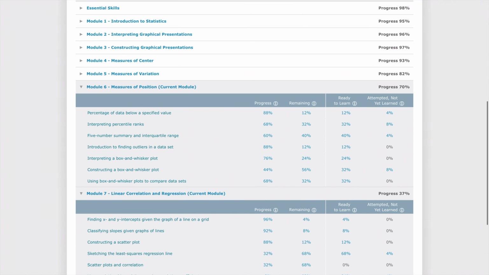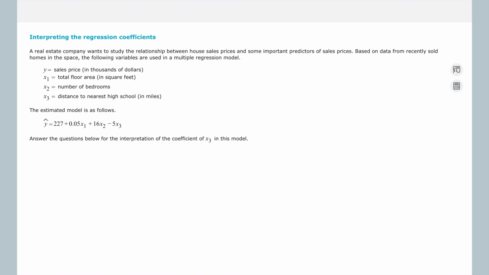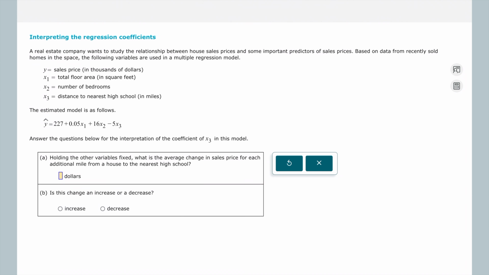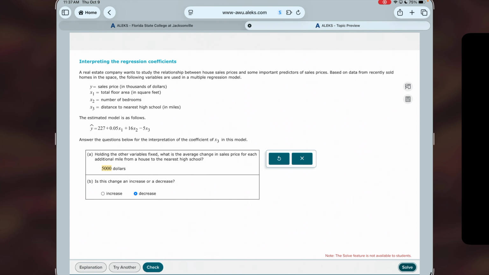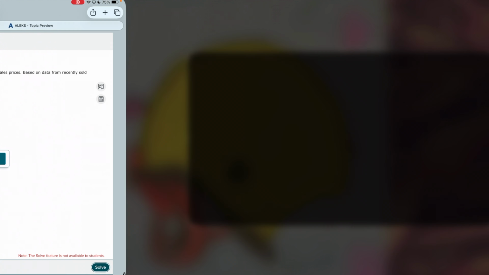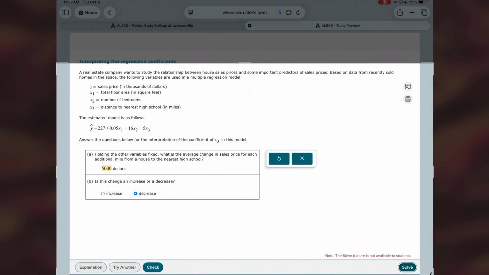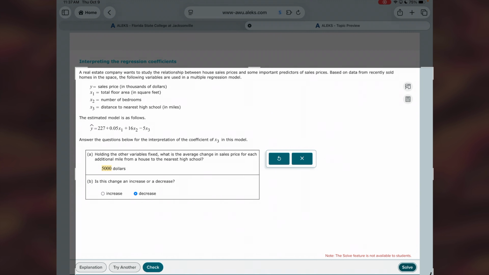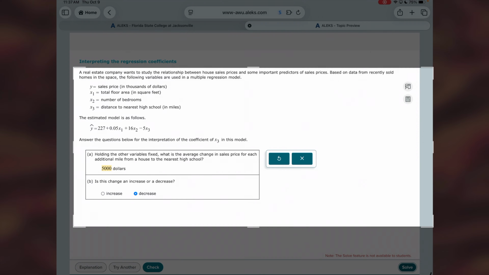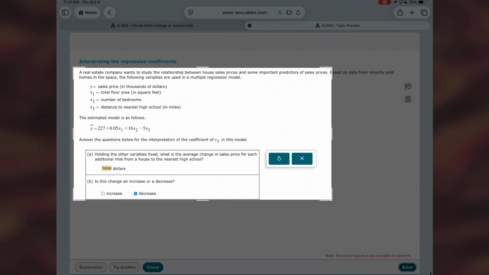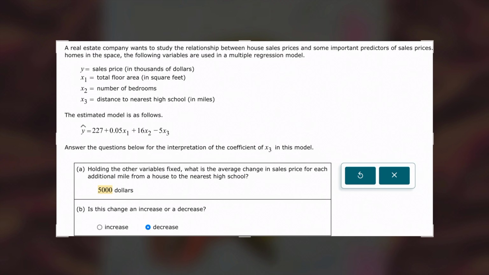All right. To help your data come out, you can have multiple things you're comparing it to. So like what's this example here? Yeah, this is the one I want to do. Perfect. A real estate company studies the relationship between house prices and some important factors of some recent houses. So Y is going to be my sales price. X is going to be my total floor area, number of bedrooms, and the distance to the nearest high school.